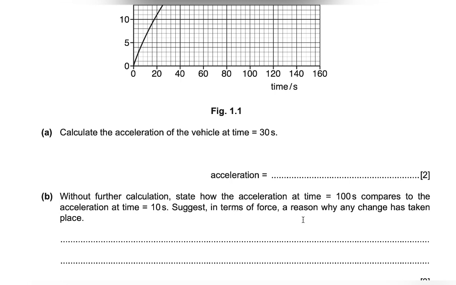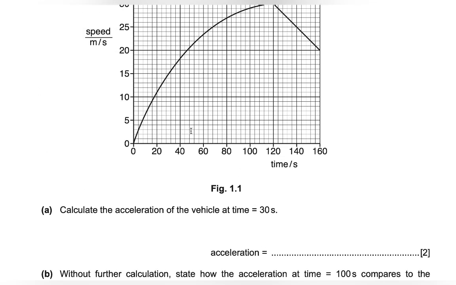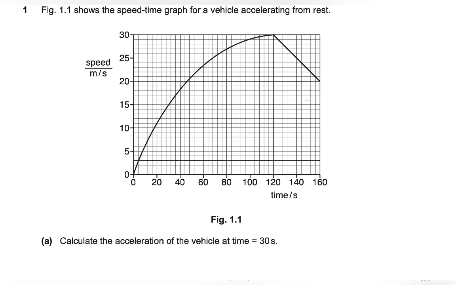Suggest in terms of force a reason why any change has taken place. At time t equal to 10 will be this point, in the middle of the third box, when the vehicle had just started to accelerate. At time t equal to 100, we'll be tracing it to this place, when the vehicle was close to reaching its maximum acceleration.